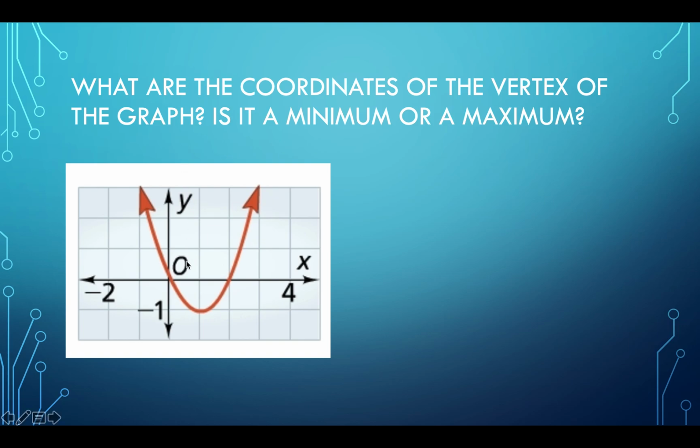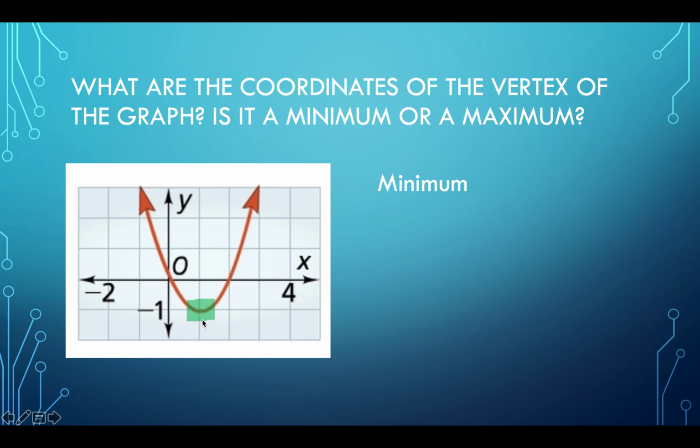So here we have this graph. The first thing I would say to go ahead and do is you could say first, is it a minimum or a maximum? So do we have a vertex? Where's our vertex? It's over here. Minimum or maximum? It's a minimum. Why? Because the parabola is opening upwards, or it's because it's the lowest point on the graph.